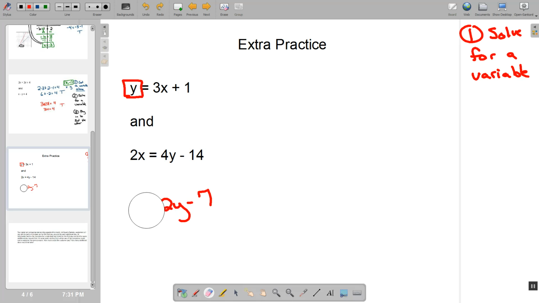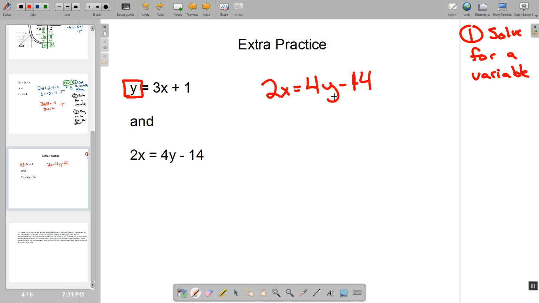So what I do is I take that second equation, which is 2x equals 4y minus 14, and I'm going to take this y value and substitute what y equals from the opposite equation. So I get 2x equals 4y, which is now 3x plus 1, and then I had minus 14 on the back. If you're able to get here, this is by far the hardest step. So now we know how to solve this equation. We've done this many times.